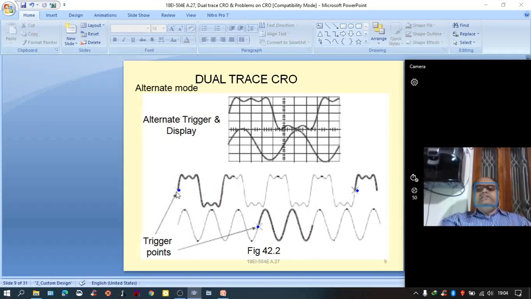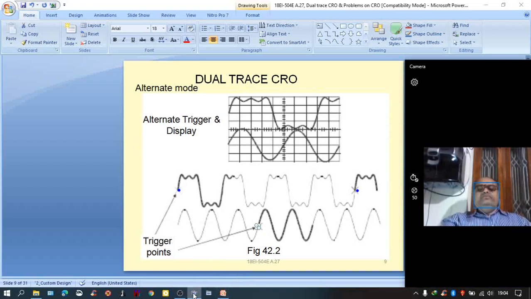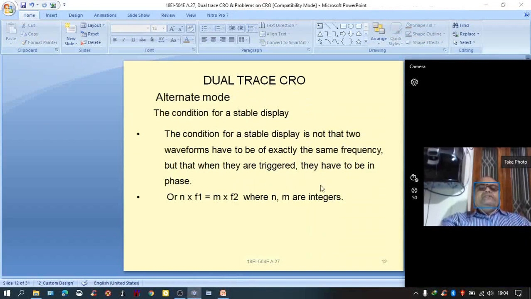As you can see here, from here to here, one cycle is there. By the time here, 3 cycles are completed, but that doesn't matter. The point of interest is at what instant both the signals are getting triggered. They have to be triggered at the same point of time. Or n times f1, that is the frequency of the first signal, is equal to m times f2, where n and m are integers.